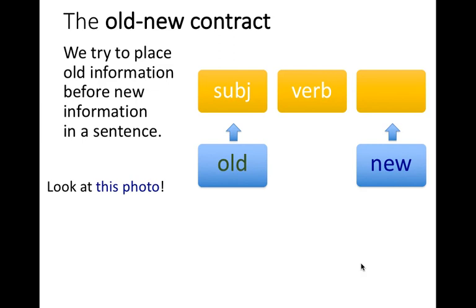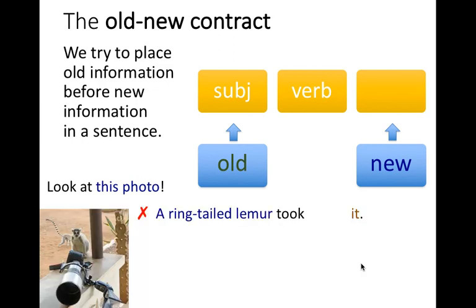Imagine that I've said, look at this photo. Now, this photo is new, and then after, when I refer to the photo later, at that point it will be old information. So if I say then a ringtail lemur took it, that's a little bit unhelpful because it, which is old information, is at the end, and a ringtail lemur, which is new information, is at the beginning. We would like the reverse order.